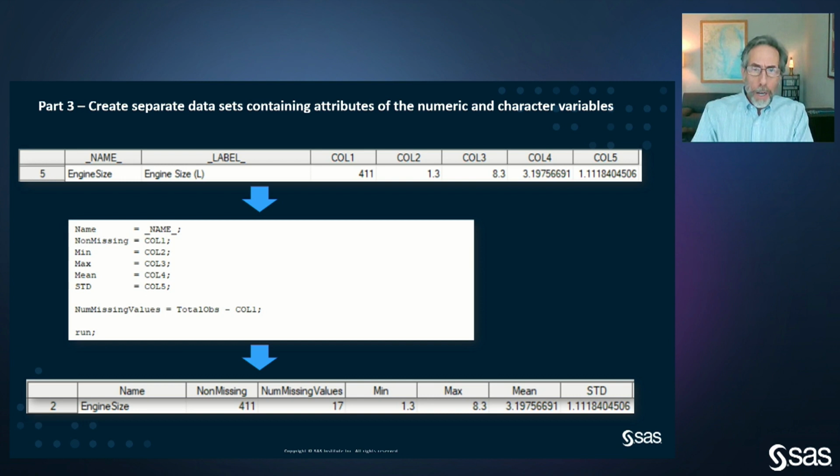Non-missing is equal to column 1, which is 411. The min, max, mean, standard deviation are set equal to columns 2, 3, 4, and 5 respectively, and you can see them down below. And then finally, we set the number of missing values equal to total observations, which was 428, minus non-missing, which is 411, so that ends up being 17.